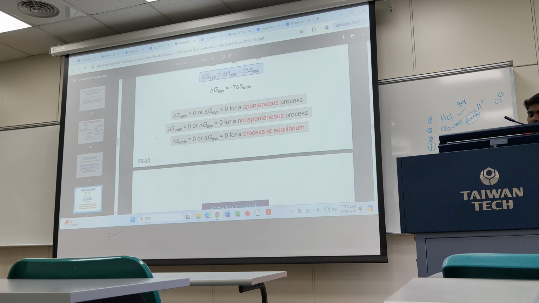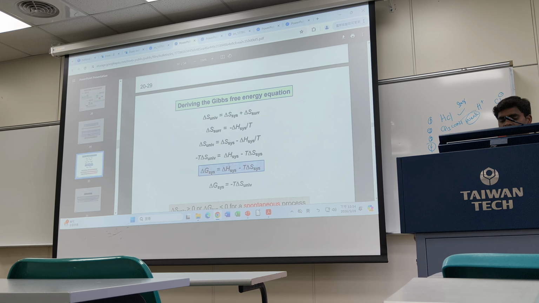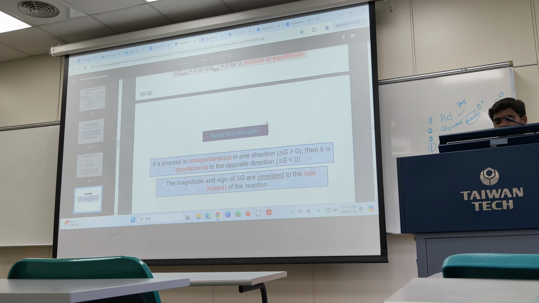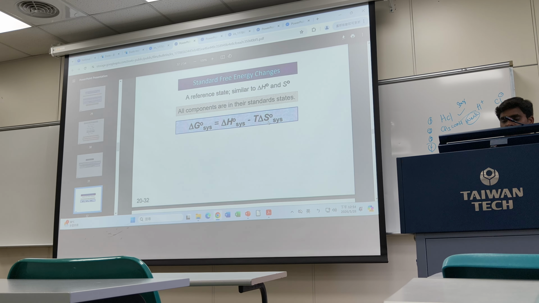Something is not spontaneous means like this. If it is at equilibrium, it must be 0. Okay, so just remember this one: how is it spontaneous or not? Then after that, I think that is enough.